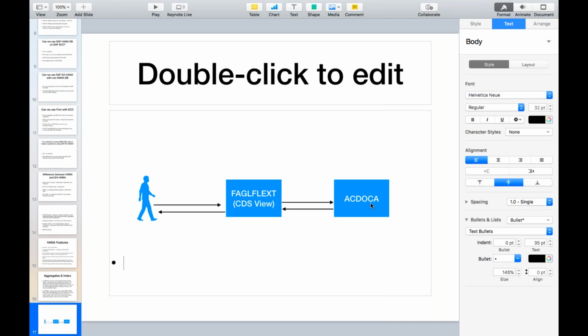Because otherwise, again, you have to pick some information from FileFlex, then another information from another table. In ACDoc, you are getting all the information at one place. So there is no need of picking the data from multiple tables. One table will give you all the information. Okay, exactly. Thank you. Yeah, that's good.